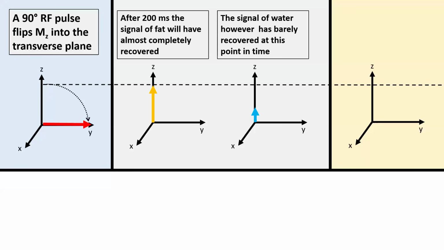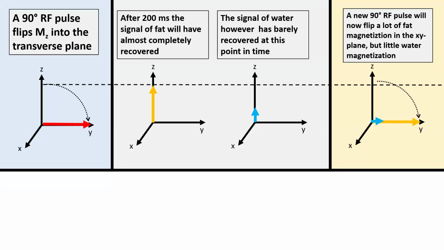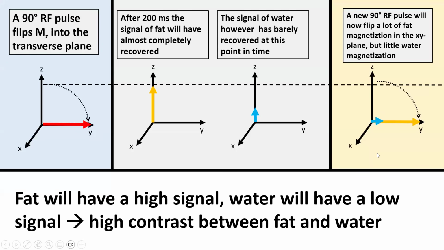So if we were to perform another pulse sequence now, we would actually flip a lot of fat magnetization in the transverse plane, but not a lot of water magnetization, because this is the signal used for the creation of the MRI image. Fat will have a high signal because there's a lot of fat magnetization in the transverse plane. Water, however, will have a low signal because there is very little water magnetization in the transverse plane. The result is we will see a high contrast between fat and water.